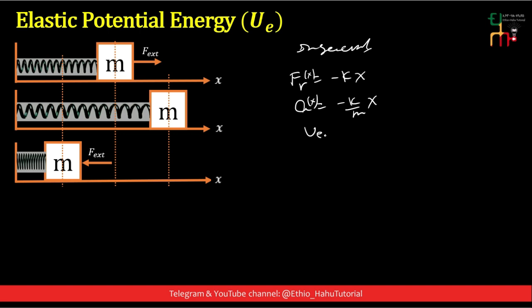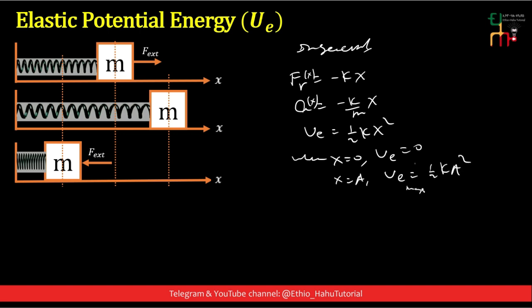Elastic potential energy is equal to half times k times x squared. When x is equal to 0, elastic potential energy is 0. When x is equal to the amplitude, elastic potential energy is maximum, half times k times A squared. Therefore, elastic potential energy depends upon the stretch or the compression of the spring.